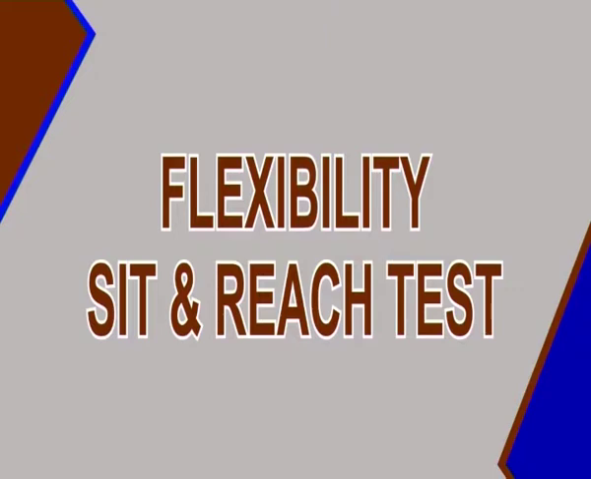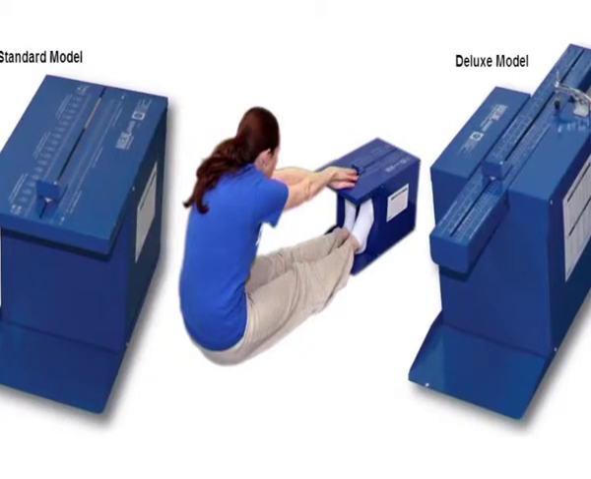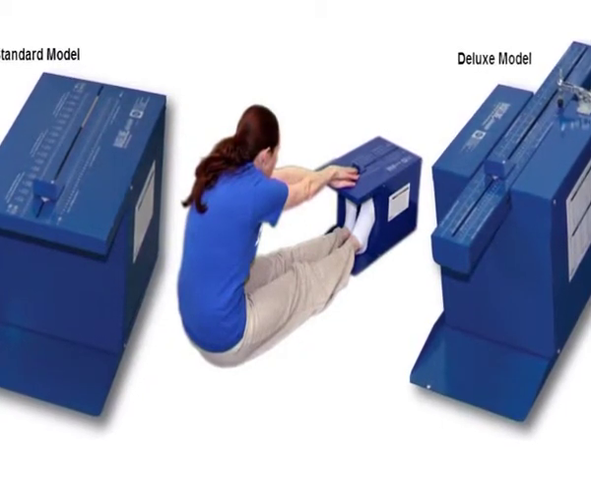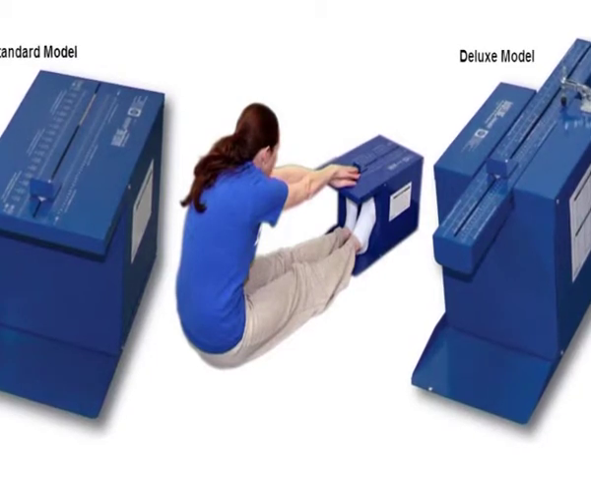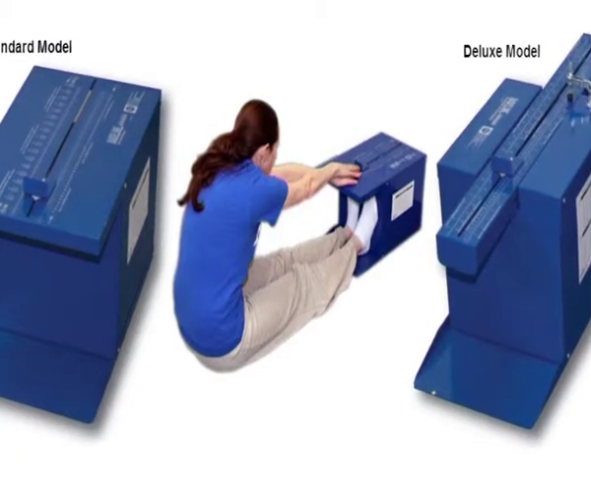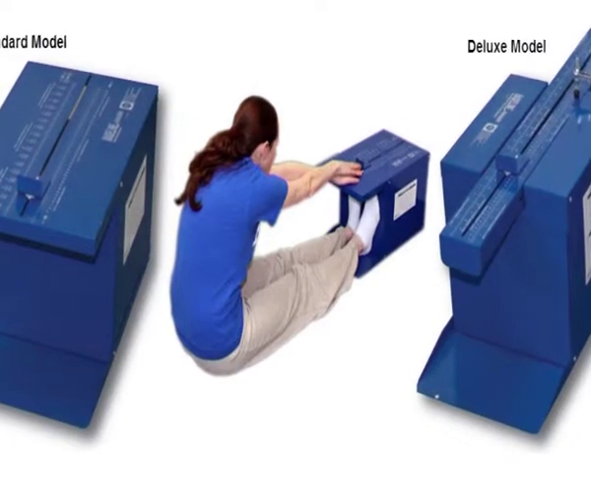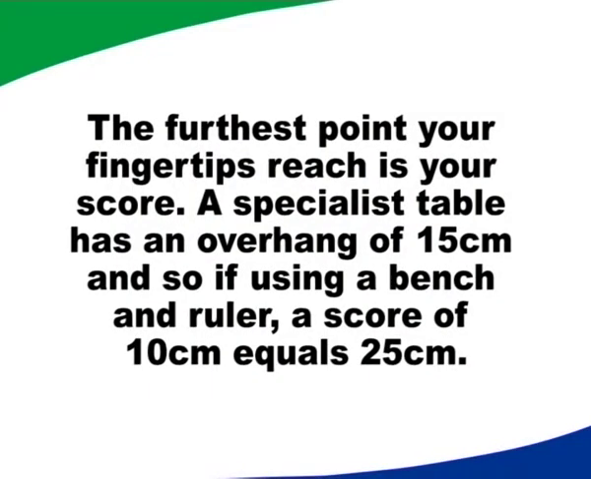Flexibility, sit and reach test. To assess the flexibility of the hamstrings, you will need either a special sit and reach table or a bench and ruler or tape measure. Start with your feet flat against the table and your knees straight. Reach your arms as high as possible above your head and then lean forwards to reach as far along the bench or table as possible. The furthest point your fingertips reach is your score.